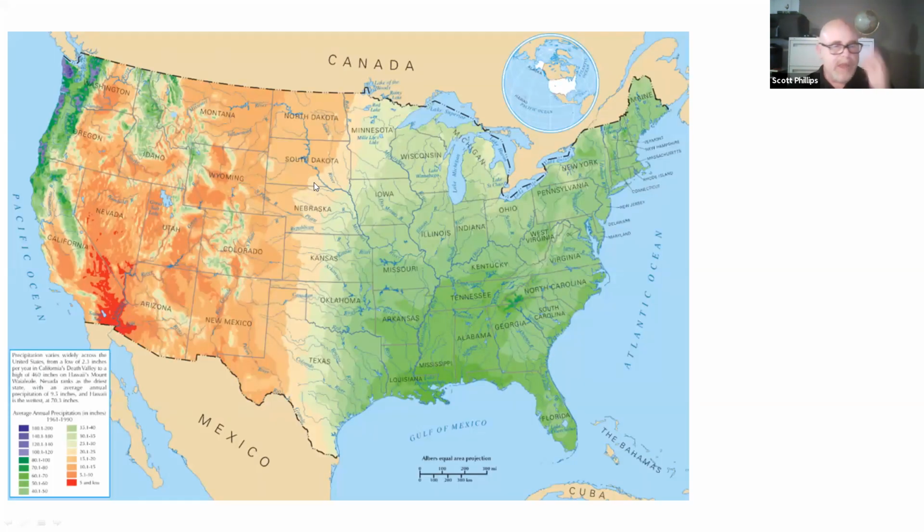So if you look at a map of precipitation in the United States, and this would extend a bit into Canada, you have really a wet half in the east and a dry half in the west, except for the Sierra Nevada and the Coast Ranges and places like that. And a lot of that is because this big mountain barrier sits and blocks the air that's coming in from the Pacific Ocean.